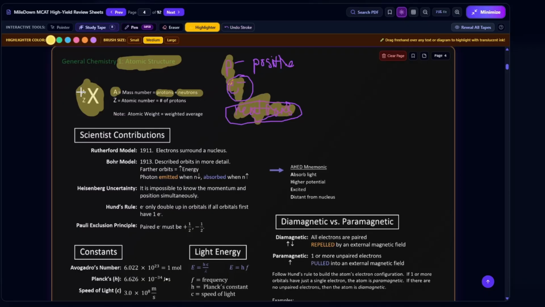So A represents the mass number, which is the sum of your protons plus neutrons. Let's make up a fake element here. The fake element has 2 protons and 2 neutrons, right? So its mass number would then be 4, because you're just adding them together, 2 and 2. That's how you would calculate it.